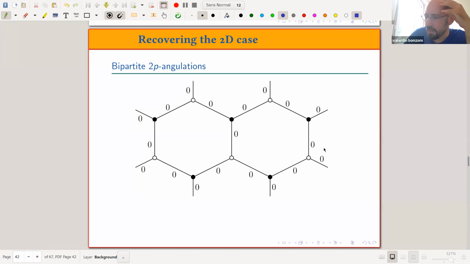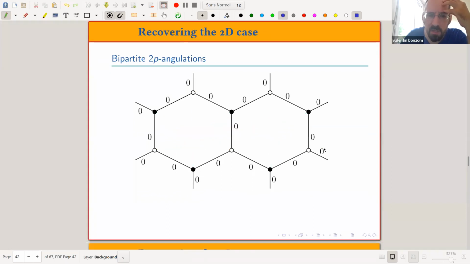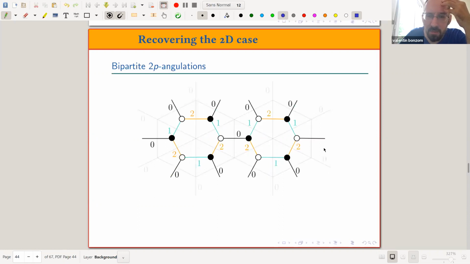Okay, so I think I will skip how we recover the 2D case, but we do. Basically, you take a gluing of polygons, and what you do is you add a vertex in the middle, and then you can add the proper colors. So I think it's probably a good exercise to do it. You take the slide, which will be online, and you look at the pictures and try to understand what happens. Basically, the polygons have the colors 1 and 2, and the color 0 is used to glue them.